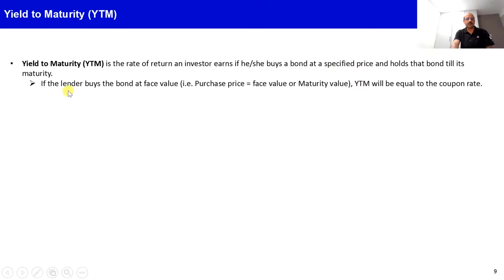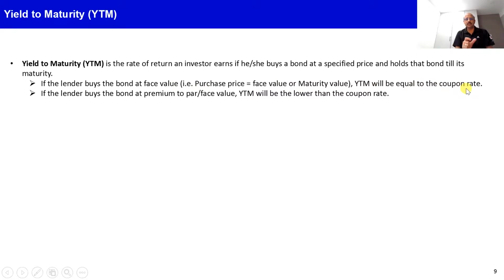So, for example, if the lender is buying the bond at face value, so neither is he paying any premium nor is he getting any discount. So when the purchase price is equal to face value, then the YTM will always be equal to the coupon rate, because whatever he is earning as a coupon on his purchase amount is his annual rate of return.